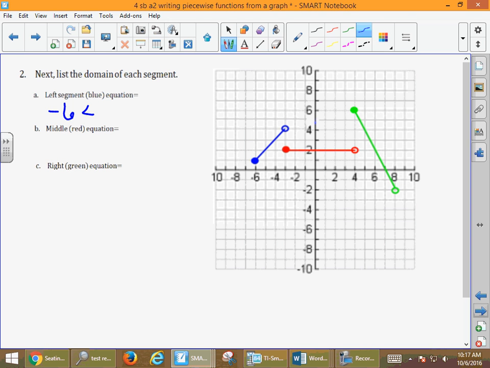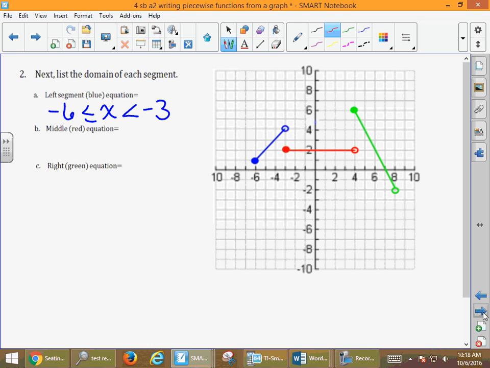Are we going to have less than or equal to at negative 6? Equal to. Why are we having equal to? Jordan? Fully shaded circle, right there. Fully shaded dot. Then the farthest to the right point on our blue segment is 1 to negative 3. Will this be less than, or will it be less than or equal to? Tiffany? Open circle is just less than.